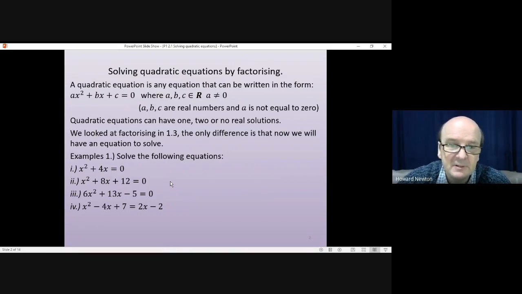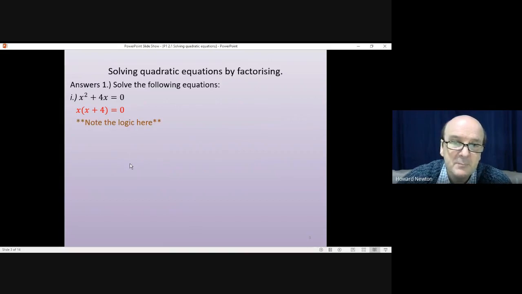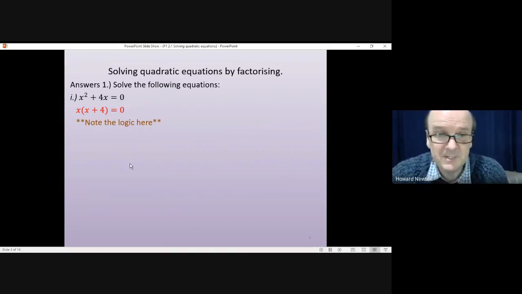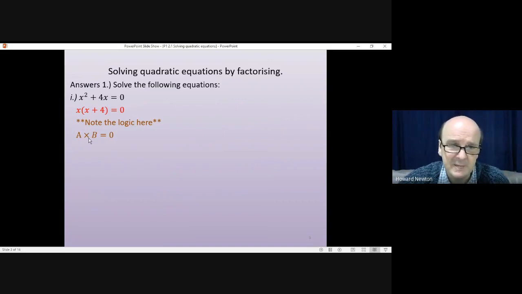Okay, let's have a look at these. So the first question, quite easy to slip up on this one. All you have to see is that x is common to both terms. So x can go outside the brackets, and we have x plus 4 inside the brackets. Then an important piece of logic, which we meet a lot when we're solving equations. If you have two things, a and b, and you multiply them together and get 0 for the answer, either a will equal 0 or b will equal 0. Otherwise, it's impossible to get 0 for the answer. One of them must be equal to 0.